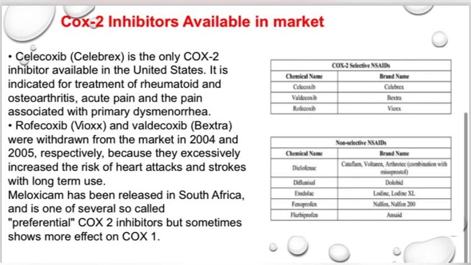Rofecoxib and Valdecoxib were withdrawn from the market in 2004 and 2005 respectively because they excessively increase the risk of heart attacks and stroke with long-term use. Meloxicam has been released in South Africa and is one of the several so-called preferential COX-2 inhibitors, but sometimes shows more effect on COX-1.